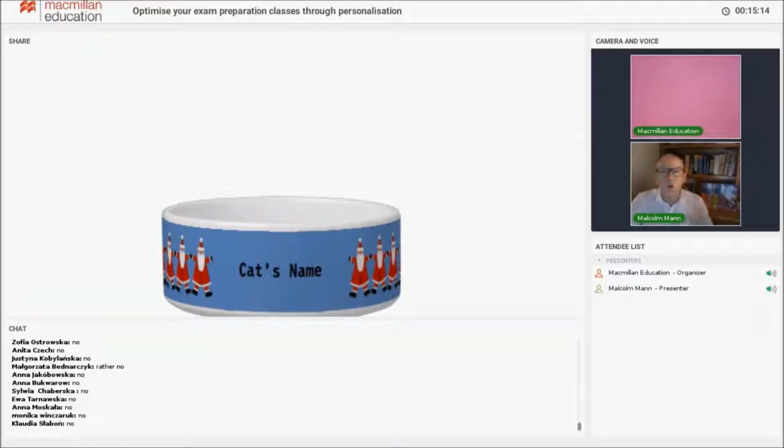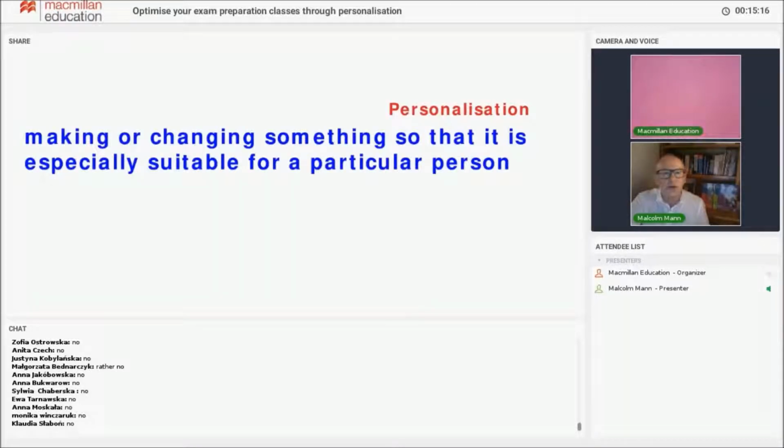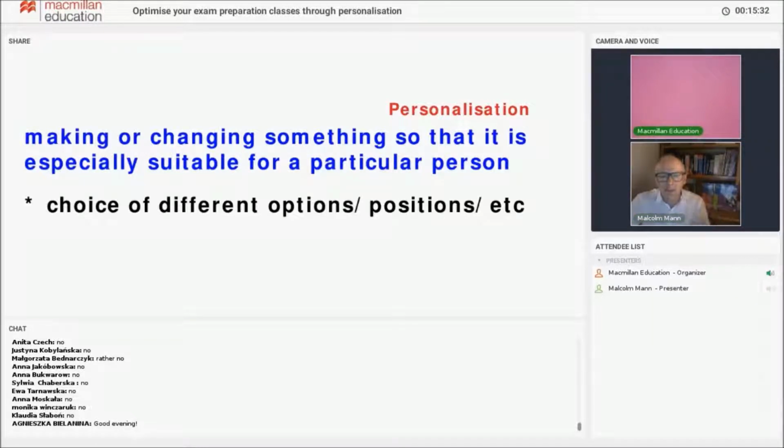But we personalize all sorts of things in the real world. So personalization, making or changing something so that it's suitable for someone. And you're making or changing it, doing something to it in a number of different ways. I don't want to spend long on this, I just want to race through these, but it might be a choice of different options or positions or settings or wording. Might be in terms of time.